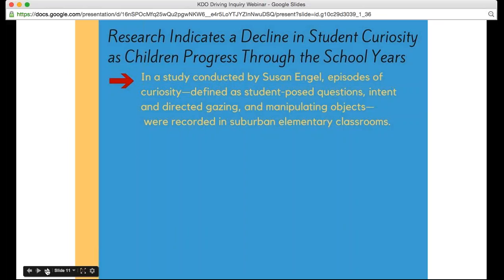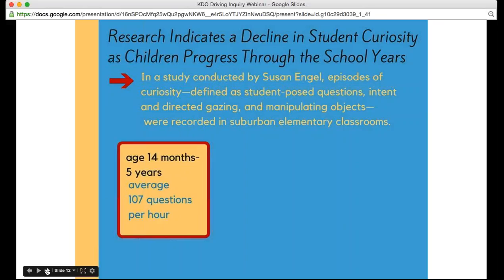And in particular, I want to share with you a study of elementary classrooms in which researchers visited the classrooms and recorded instances of curiosity, such as student-posed questions, questions that students asked themselves, physically manipulating objects, and other expressions of curiosity. Now, we just learned in the previous slide that very young children were asking over 107 questions per hour in the study.